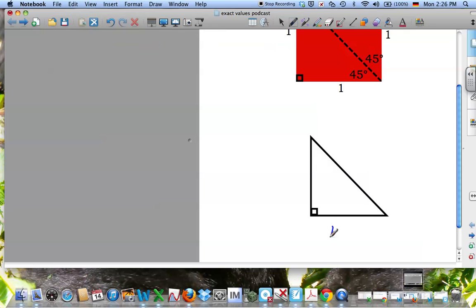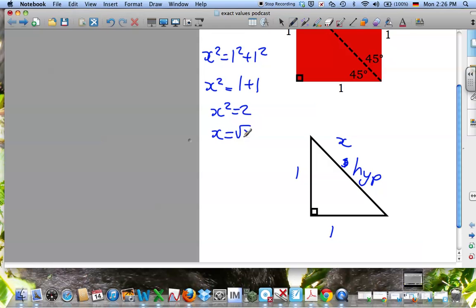We know that this is 1. We know that this is 1 as well because it comes from the square. If we use Pythagoras, let's already call it the hypotenuse as well. And let's call it x. So using Pythagoras, x squared equals 1 squared plus 1 squared. x squared equals 1 plus 1. x squared equals 2, so x is root 2. So the value of this is root 2, the hypotenuse. We know the angles, they're both 45.